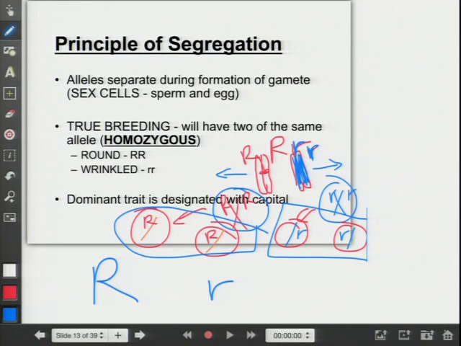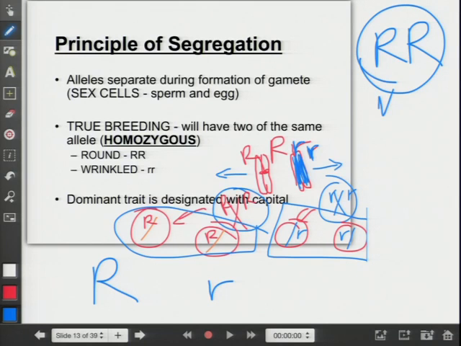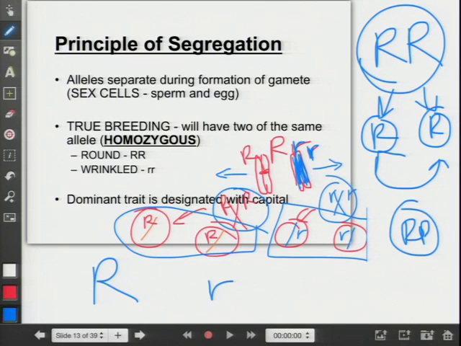So if something is true breeding dominant, it's got to have two big R's. And if you think about it, what kind of gametes could this guy make? Big R's. 100% of the gametes are big R's. There's nothing else that guy could make. So if we did plant self-fertilization, this guy would get together with that guy, and we'd be back to big R, big R. That's why it's true breeding. That's all they have.